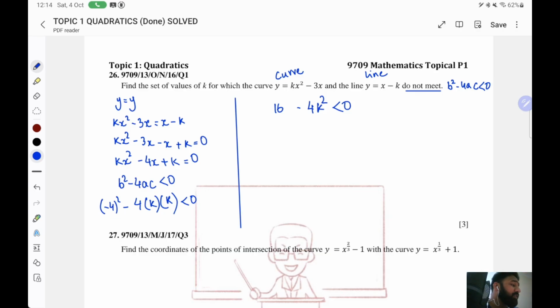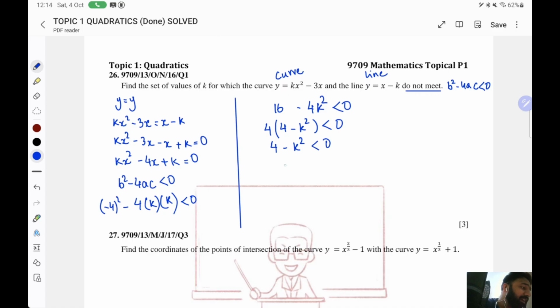Now what we can do is convert it into an identity. We can in fact take 4 as a common factor first. So if we take 4 as common, we'll have 4 minus k square inside, less than 0. If we divide both sides by 4, we will be left with 4 minus k square less than 0.